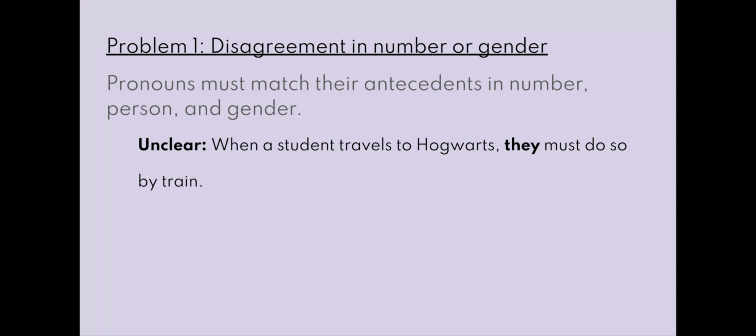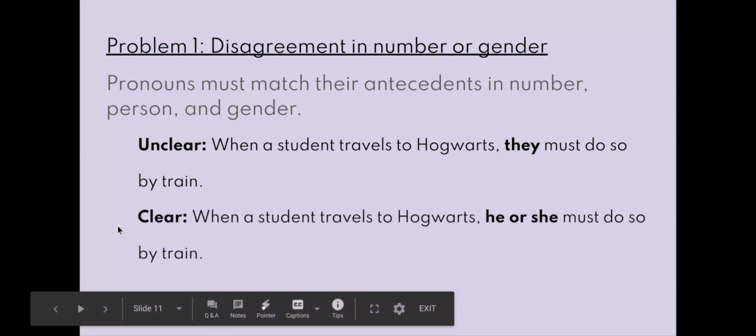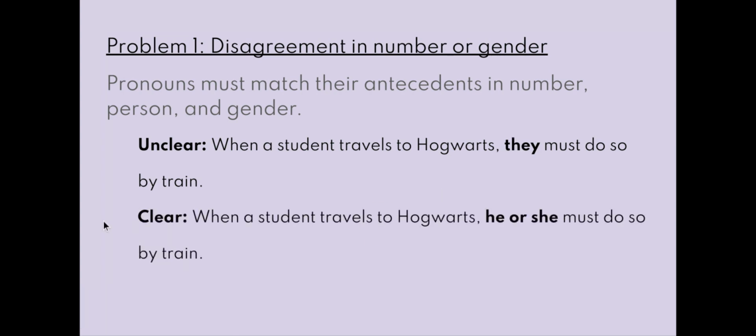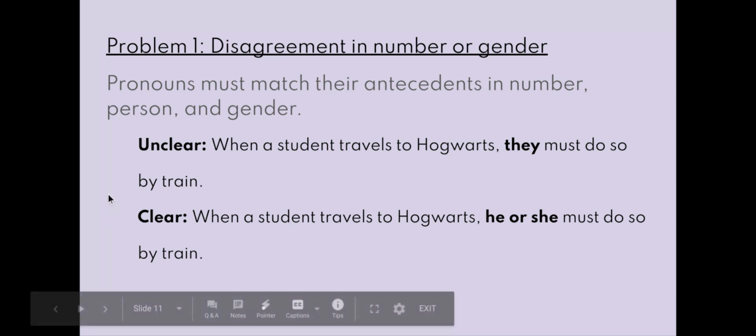Look at this unclear sentence. When a student travels to Hogwarts, they must do so by train. The antecedent for they should be students, plural. So we've taken a singular word here, student, and tried to match it with a plural pronoun. When a student travels to Hogwarts, he or she must do so by train.